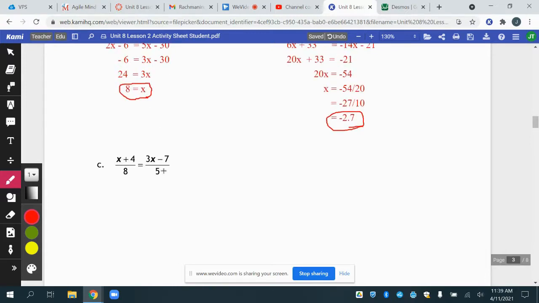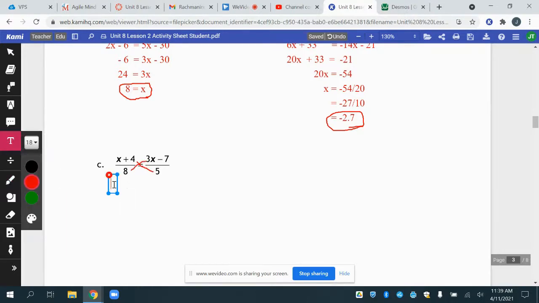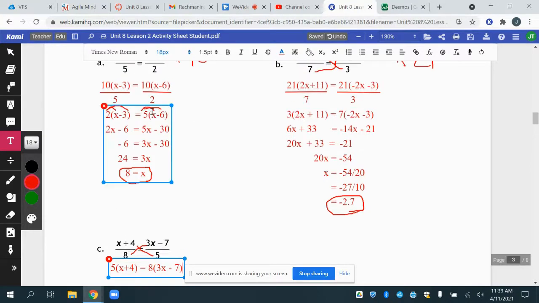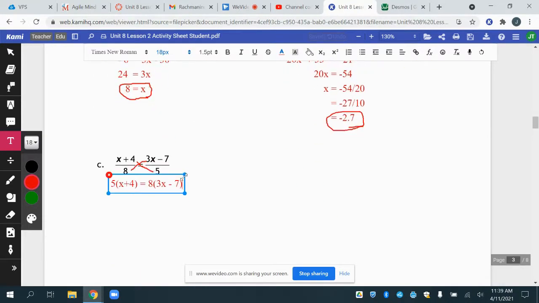Okay, here we got this one. I'm going to use cross multiplication this time because you have learned that, and I forgot about it at first. So what I end up with is 5 times x plus 4 equals 8 times 3x minus 7. That's a shortcut. See that? I don't have to do the first step here and cancel out the fraction if I use cross multiplication as my reasoning. Okay, now I distribute.